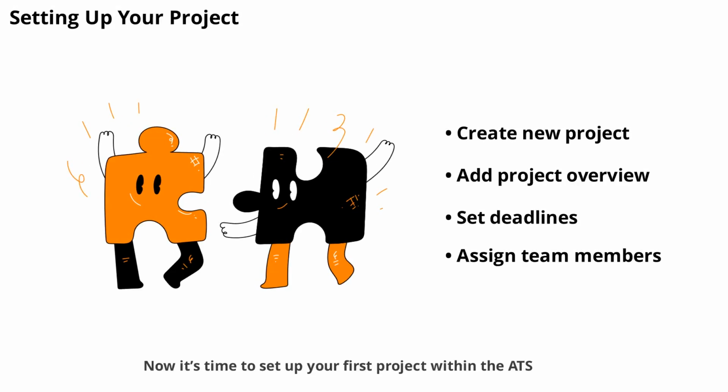Now it's time to set up your first project within the ATS. Start by creating a new project or job listing, depending on the terminology your system uses. Give your project a clear, descriptive name and add a brief overview. This helps your team understand the project's purpose at a glance. You can also set deadlines, assign team members, and define key milestones. Setting up your project structure early ensures everyone knows their roles and responsibilities from the start.